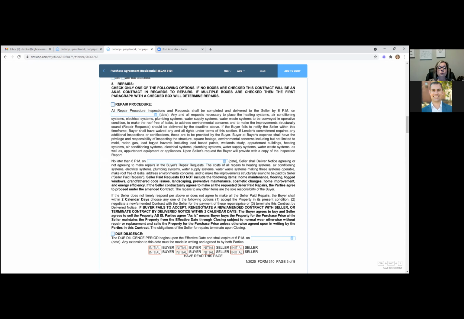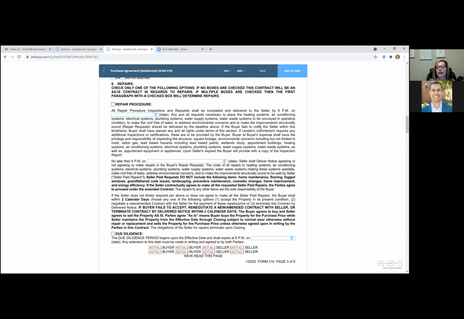So let's go on to address environmental concerns and to make the improvement structurally sound. So environmental concerns means mold, radon, anything like that. And to make the property structurally sound, if any structural issues were found during the home inspection, then those are things that we need to address.